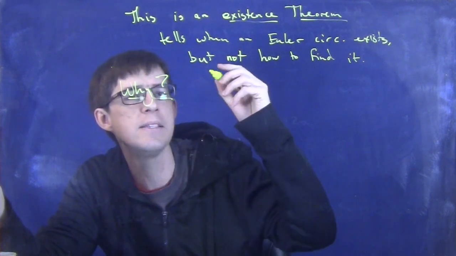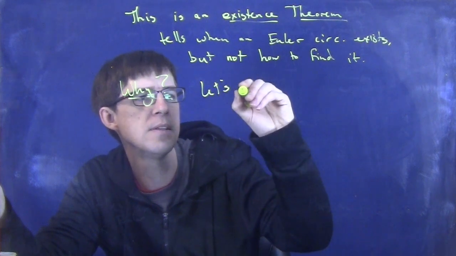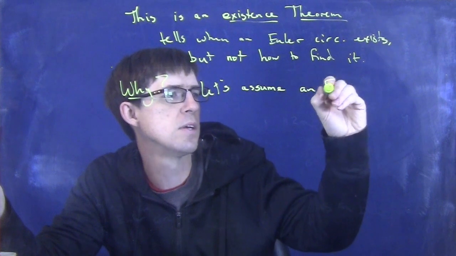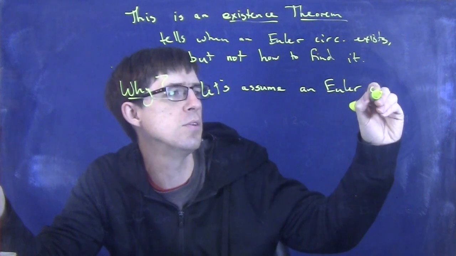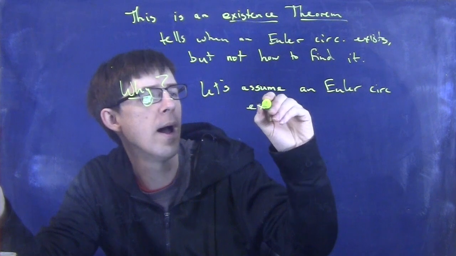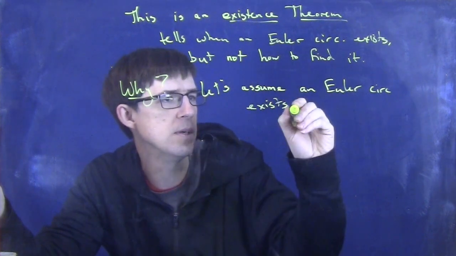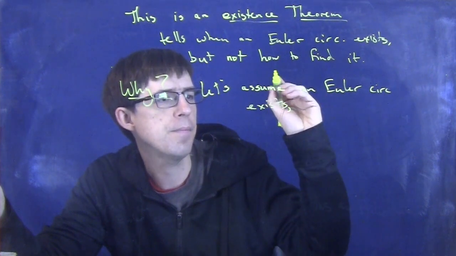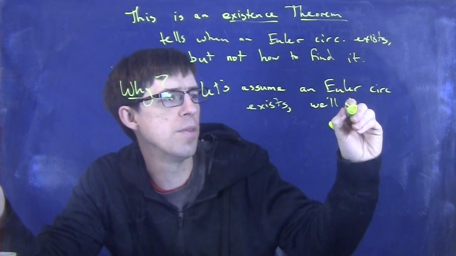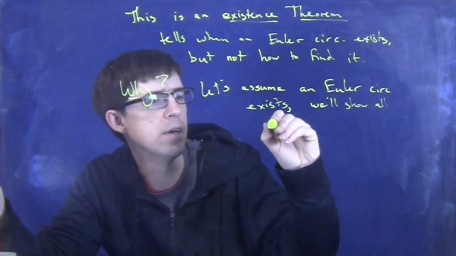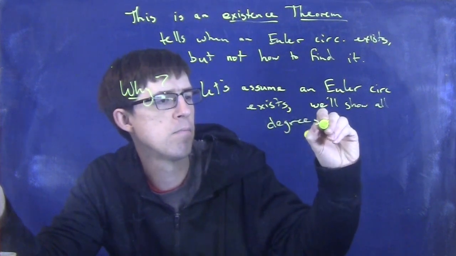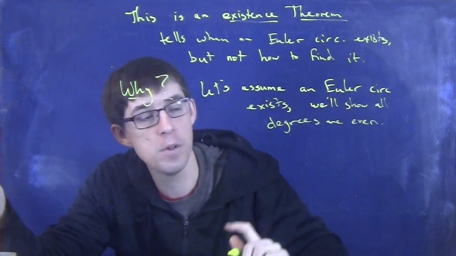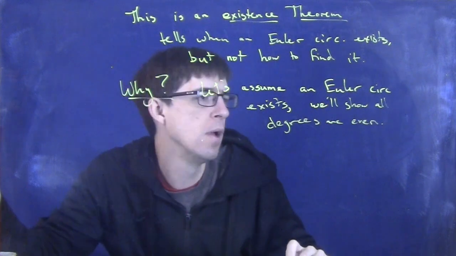So let's assume that an Euler circuit exists, and I would like to try and convince you why all the degrees must be even. So let's assume an Euler circuit exists, and we'll show that all the degrees are even. This would constitute a proof of at least half of Euler's theorem. Euler's theorem is this plus the other way around also.